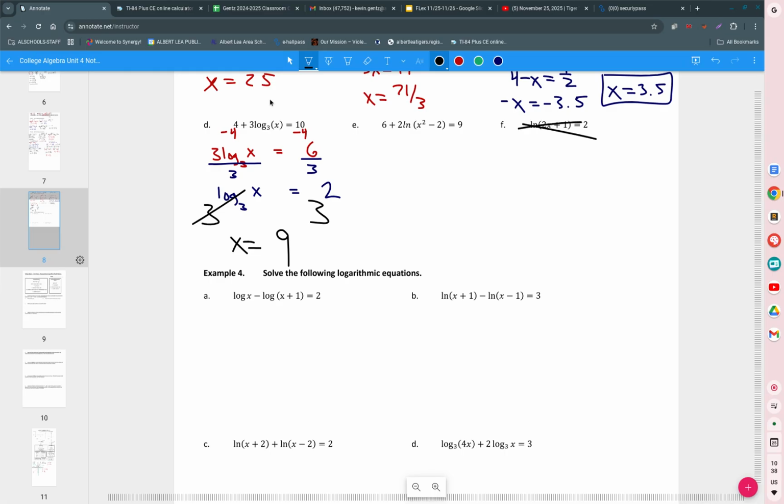We're going to skip letter F. We'll do letter E. I want to get rid of the 6 first. I will subtract 6. 2 times the natural log of x squared minus 2 is equal to 3. I will divide by 2. Natural log of x squared minus 2 is equal to 3 halves.